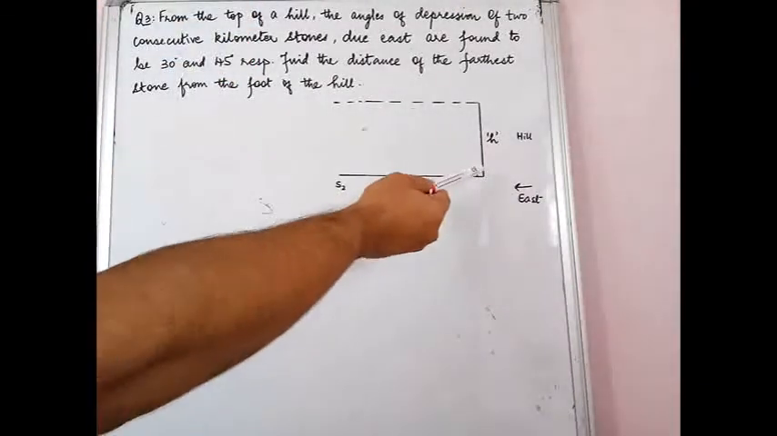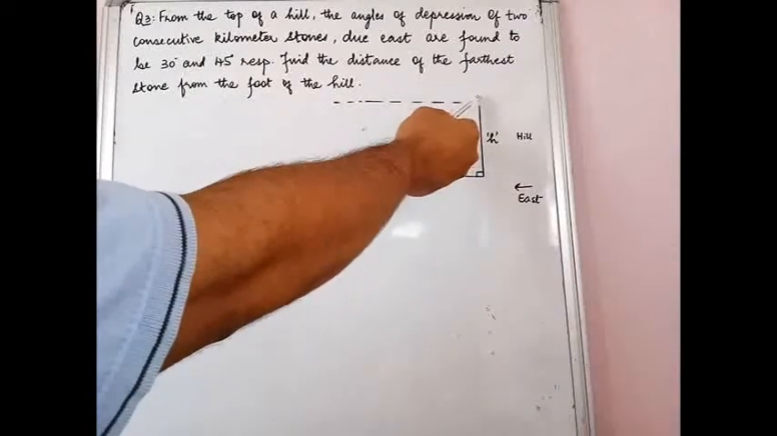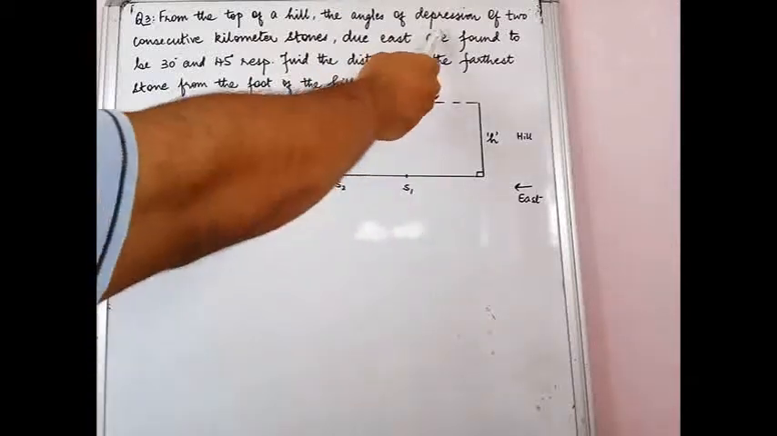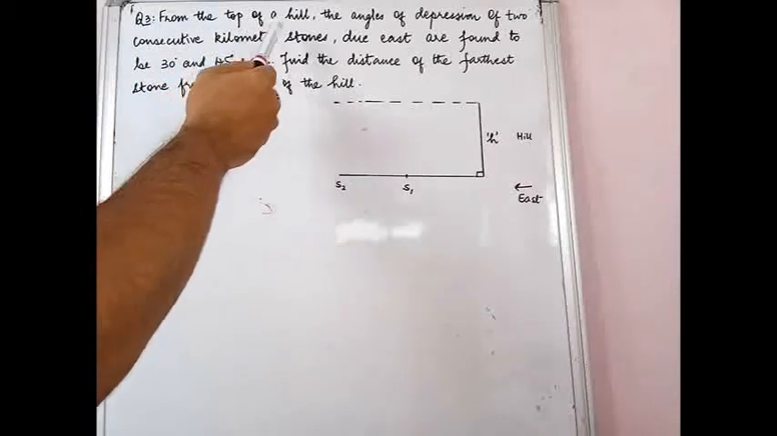Okay, so where is the hill? This is the vertical standing hill that I have drawn. The person is going to stand here and look down. Okay, so what is he looking at? The angles of depression of two consecutive kilometer stones.